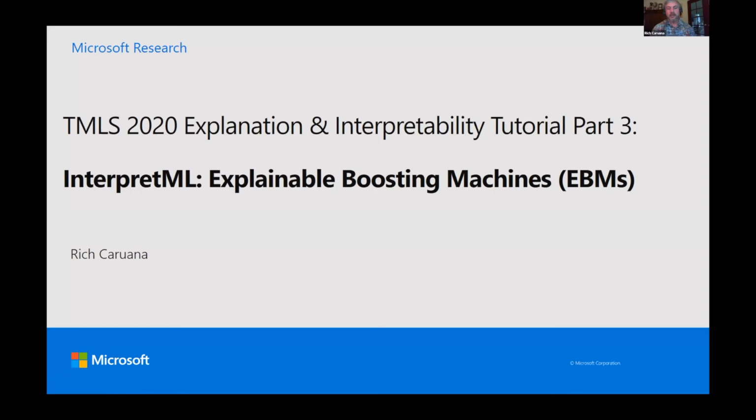Talk about models that are really intended to be glass box. So we've been talking mainly about black box explanation. So I'm going to talk about explainable boosting machines, models that are intended to be interpretable right off the bat.